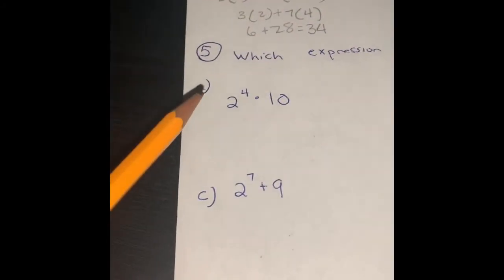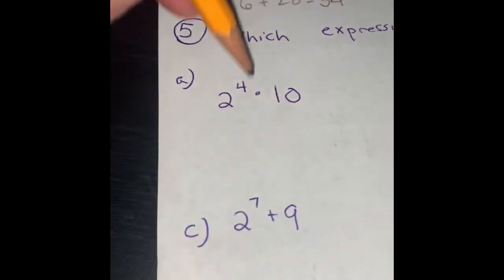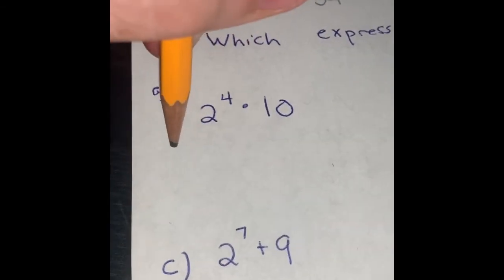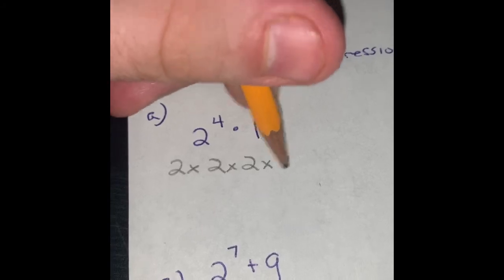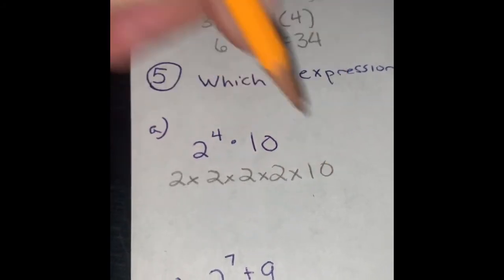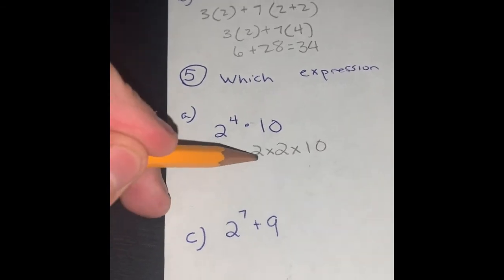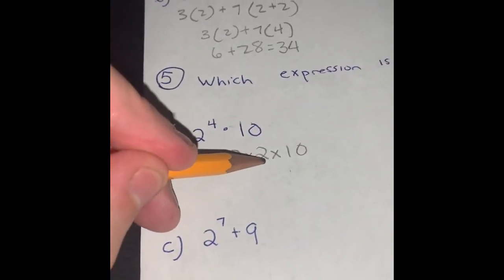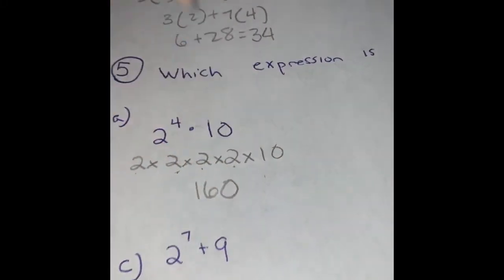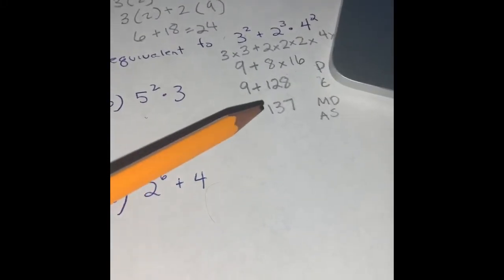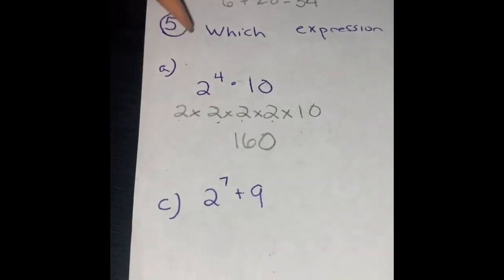All right, answer choice A says 2 with an exponent of 4 times 10. So once again, this is not saying 2 times 4. This is saying 2 times 2 times 2 times 2 times 10. So we're going to start here. 2 times 2 is 4, times 2 is 8, times 2 is 16, and times 10 is going to be 160. That does not match up with the 137 that we need, so that is not the right answer choice.